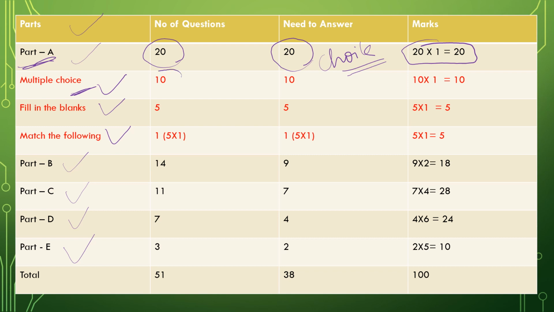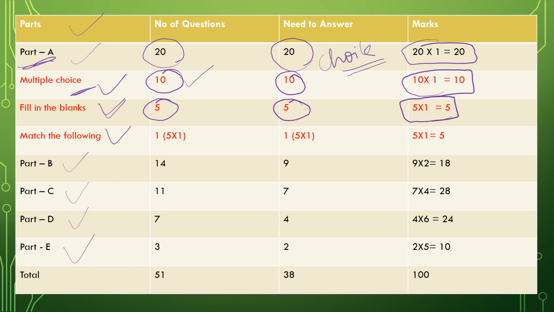Now they increased multiple choice from 5 to 10. So the total number of questions will be 10, and you need to answer 10. Total marks 10 into 1, 10. And fill in the blanks: they're going to give 5 questions. You need to answer 5, and even answers will be given. You have to choose the right answer to fill in the blank. 5 into 1, 5 marks.